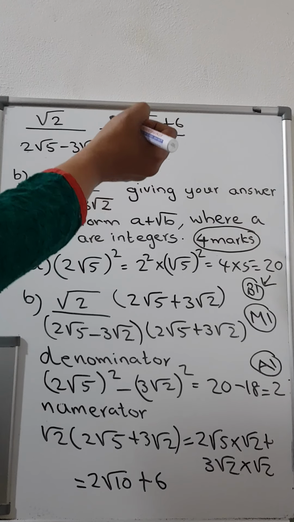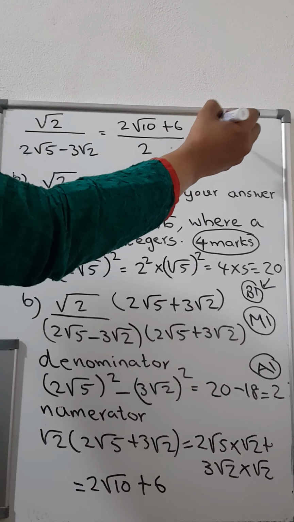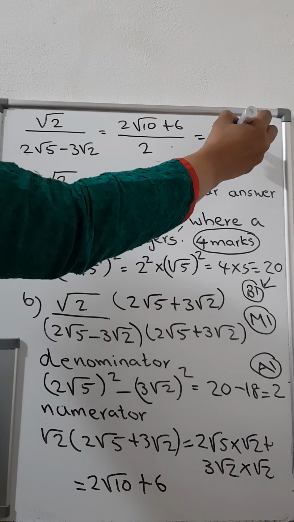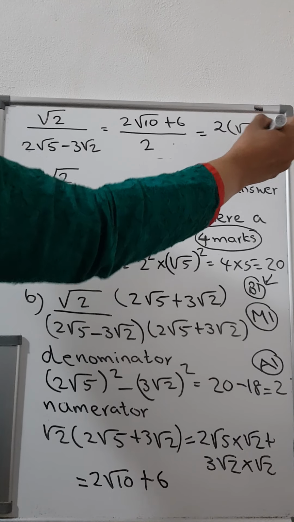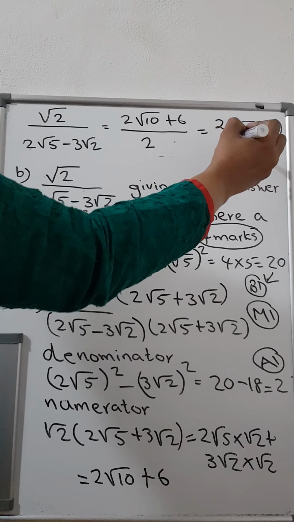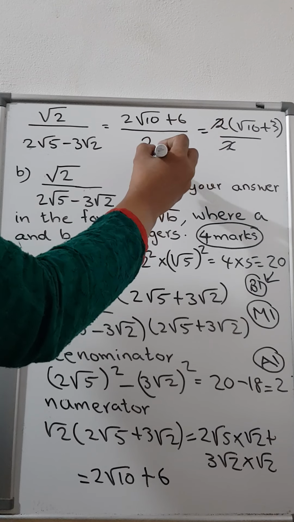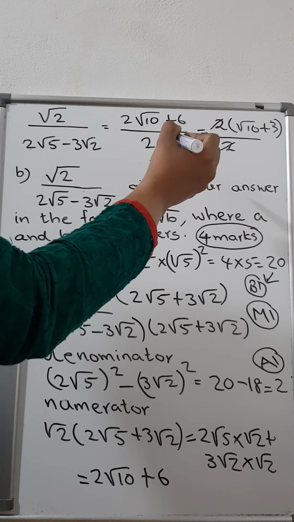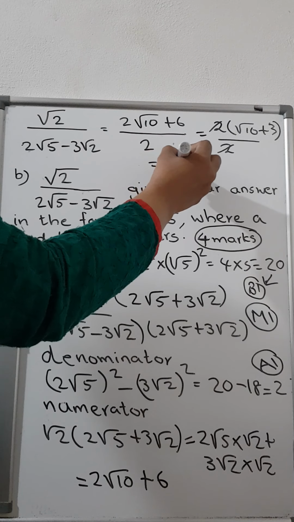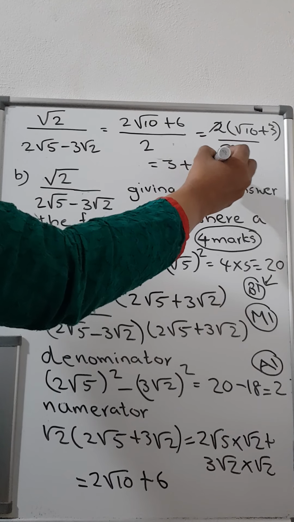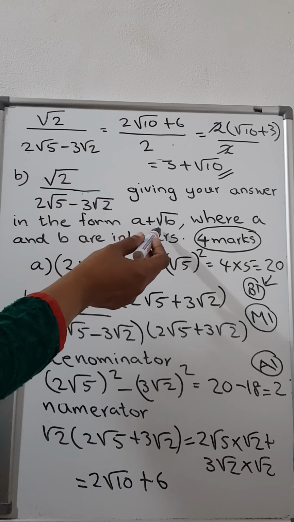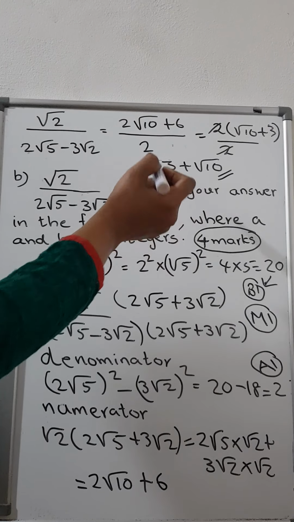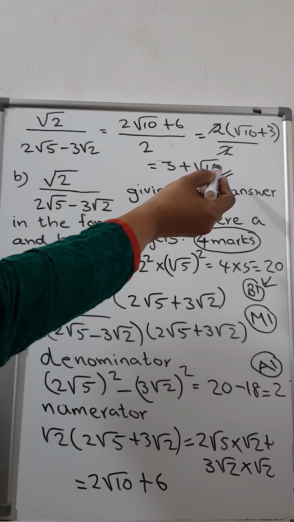Now you can see 2 is common here. We can take that out. 2 times root 10 plus 3 divided by 2. 2 and 2 get cancelled. We get the answer as root 10 plus 3 or 3 plus root 10. This is our final answer. You see it is in the form a plus root b, where a is 3 and b is 10.